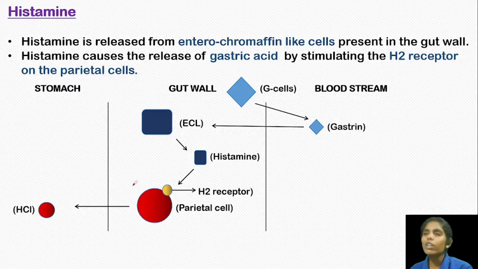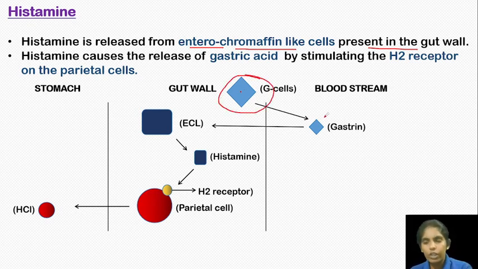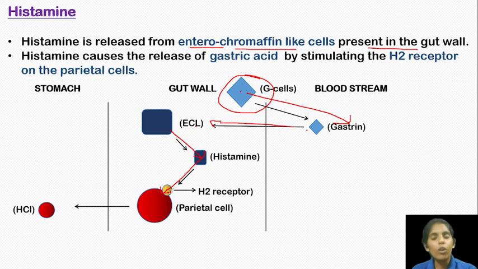Now the other hormone is the histamine. It is released from the enterochromaffin-like cells present in the gut wall. And what is the function of the histamine? It will also cause the parietal cells to release the hydrochloric acid. So the G cells present in the gut wall will release the gastrin hormone. The gastrin hormone will stimulate the enterochromaffin-like cells to release the histamine hormone, and the histamine hormone will bind to the H2 receptor on the surface of the parietal cell, and the parietal cell will in turn release the hydrochloric acid. So this is the function of the histamine.